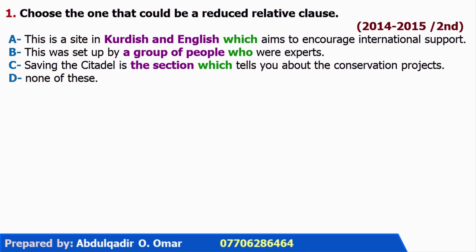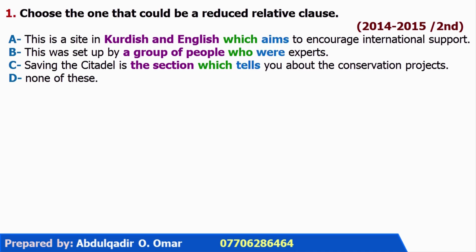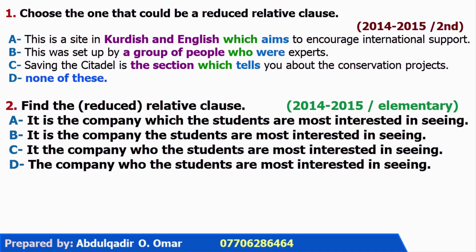And secondly, make sure whether the relative pronoun is followed by a verb or a subject. Okay? Here, all the relative pronouns are followed by a verb, which means they cannot be a reduced relative clause. So the correct answer is D, none of these. None of these choices could be a reduced relative clause. Question number 2. Find the reduced relative clause.